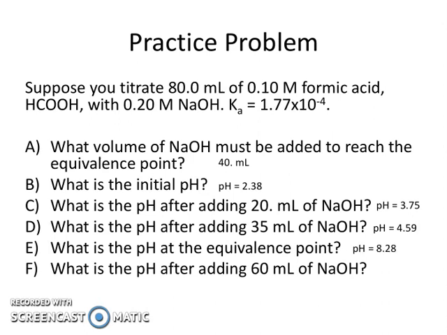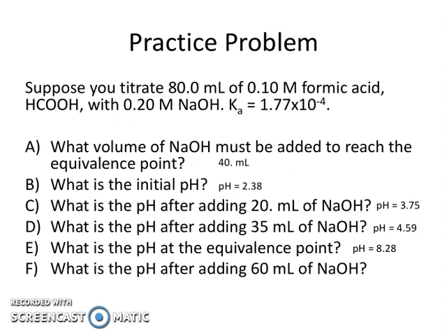So hopefully you guys came up with 8.28. As expected, the pH is higher than 7, and it's at about 7 plus about half of the pKa. The pKa is 3.75, so this is about 1 1/4 above 7, so we expect it to be in that range. Okay. What is the pH after adding 60 milliliters of NaOH?